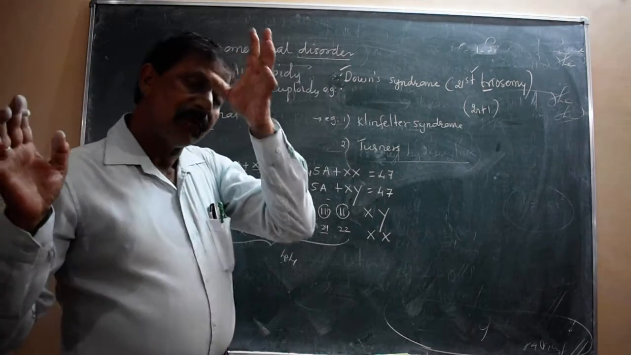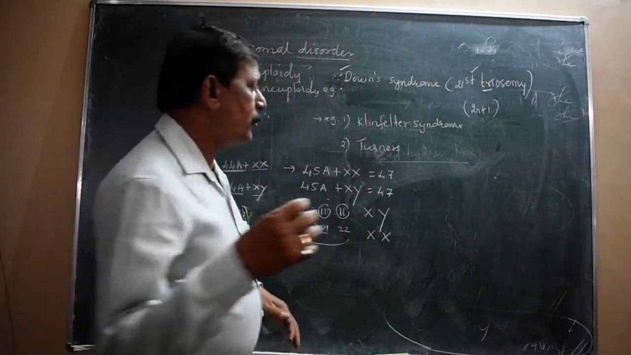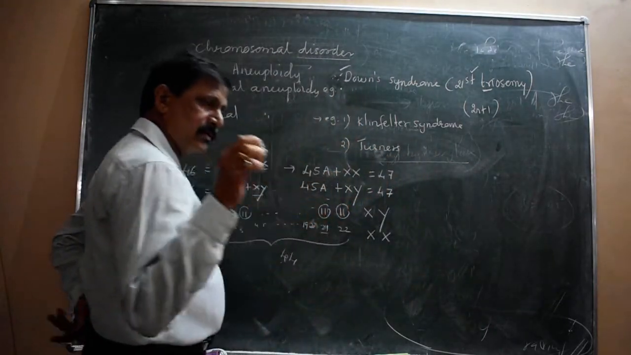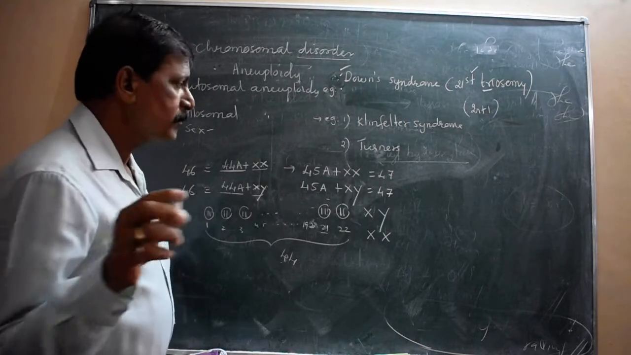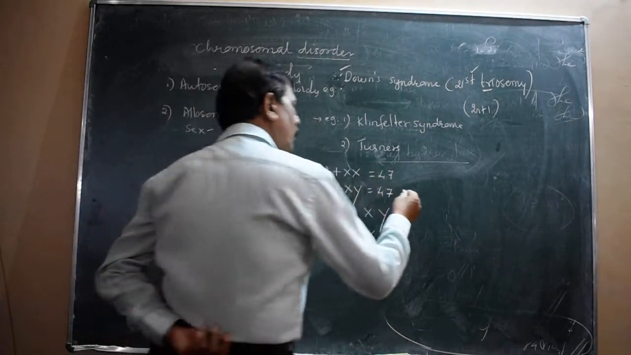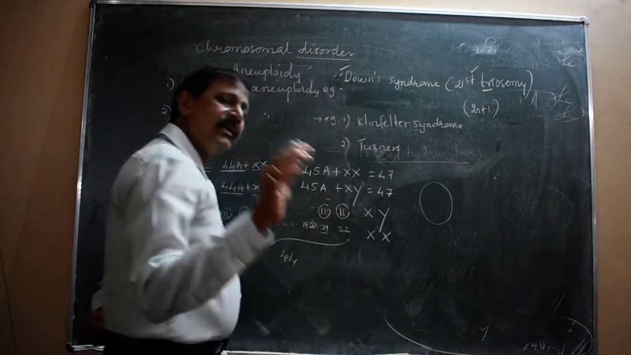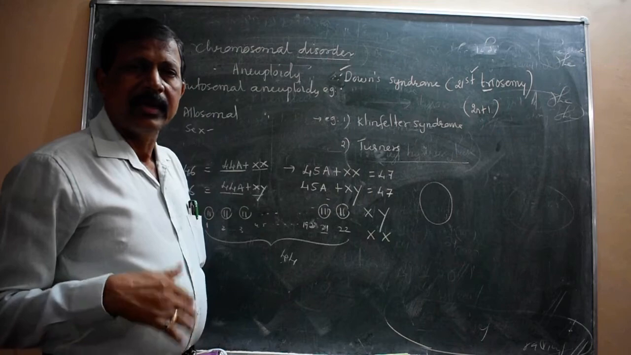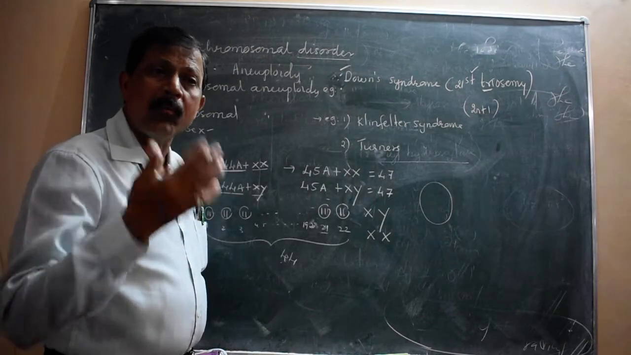And what are the characteristic features of Down syndrome? The person who has Down syndrome has a round face. The face is almost round with a flattened forehead, and then salivating and an always open mouth.